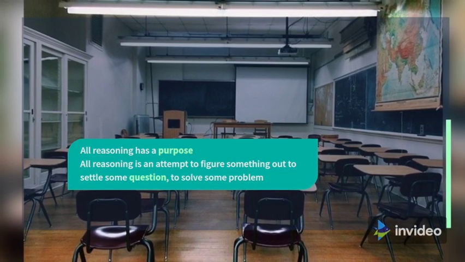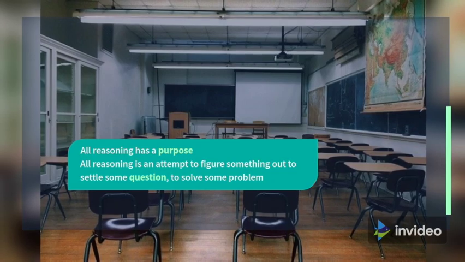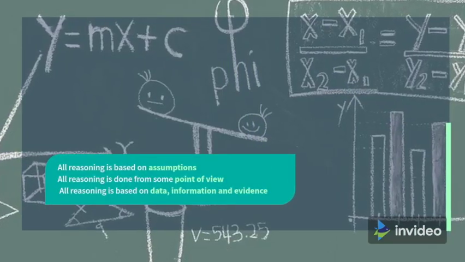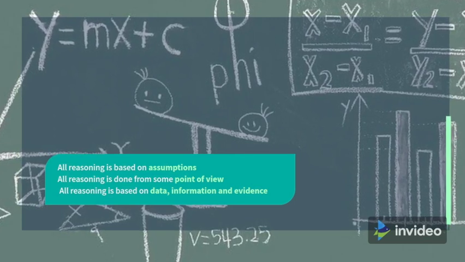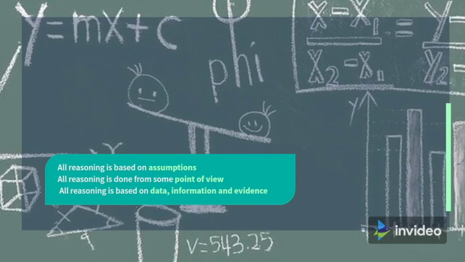All reasoning has a purpose. All reasoning is an attempt to figure something out, to settle some question, to solve some problem. All reasoning is based on assumptions. All reasoning is done from some point of view, and all reasoning is based on data, information, and evidence.